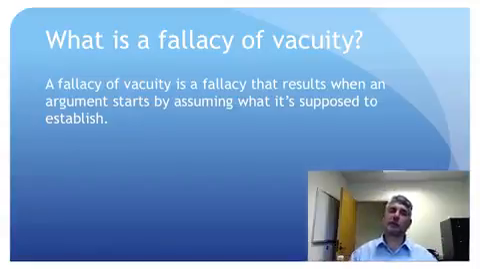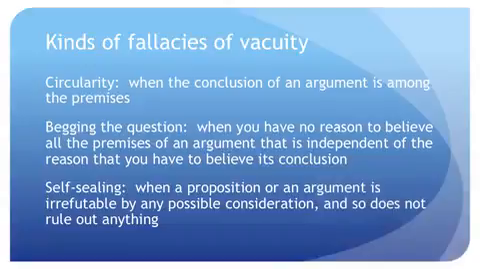Okay, so there are different kinds of fallacies of vacuity. And in this lecture and the next, we're going to be talking about three different kinds of fallacies of vacuity. The first is something called circularity. A circular argument, a fallacy of circularity, occurs when an argument's conclusion is contained among its premises. You write out the premises of the argument, and one of the premises just is the conclusion. That's a circular argument, and that fallacy is called circularity.